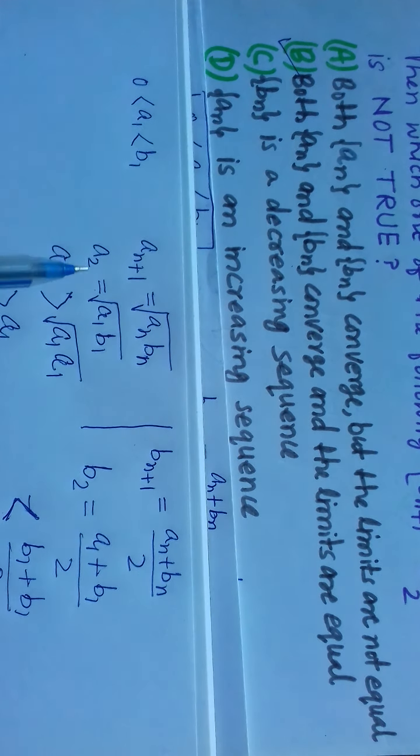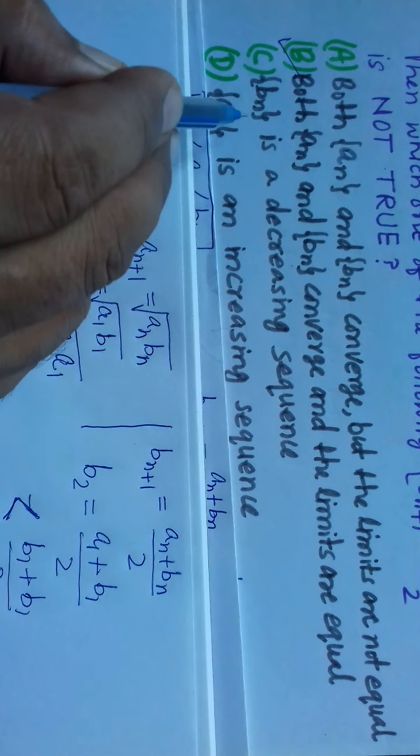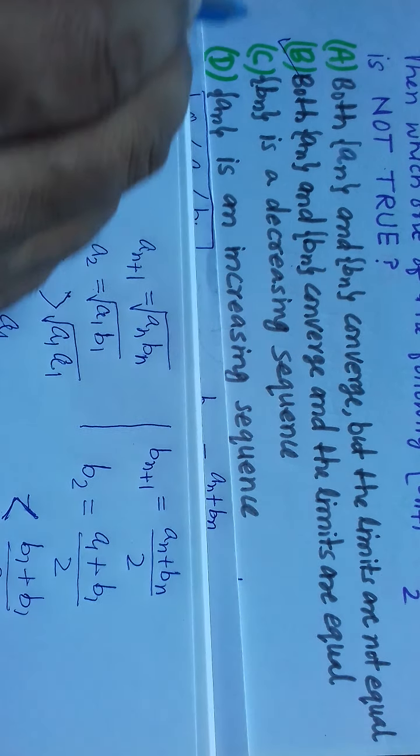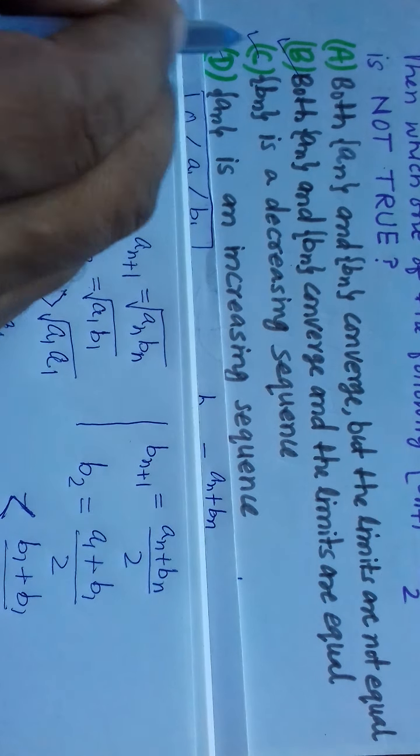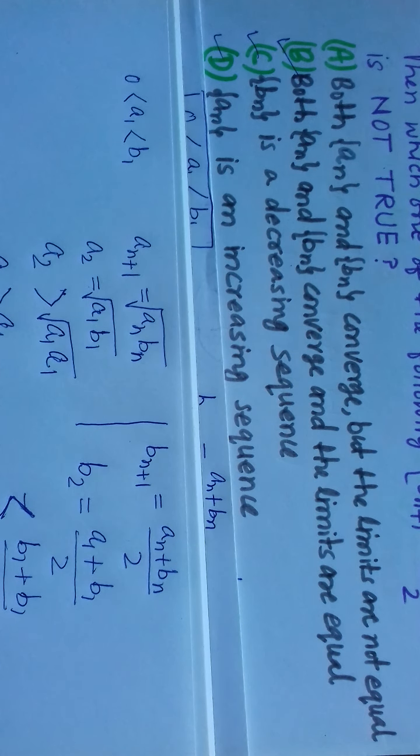And also you saw that this sequence b1, b2, is decreasing, so this is also true. C and D are also true. So the correct options are B, C and D.